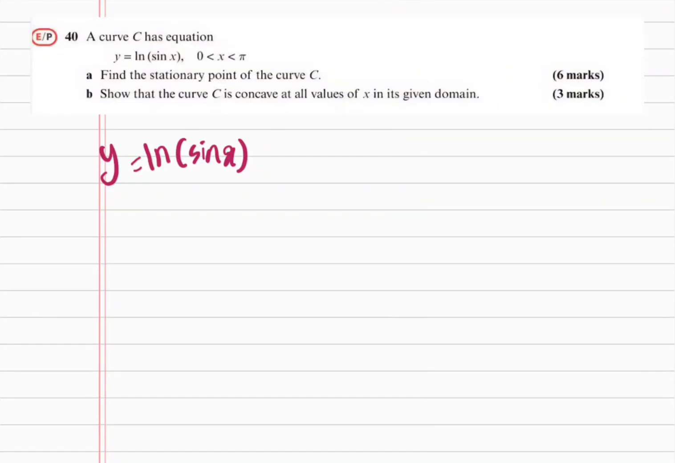Hi everyone, this video is on the mixed exercise 9 question 40. So we have the curve C with the equation y is equal to ln of sine x, where x is between 0 and pi. So in part A, we want to find the stationary point of the curve C.